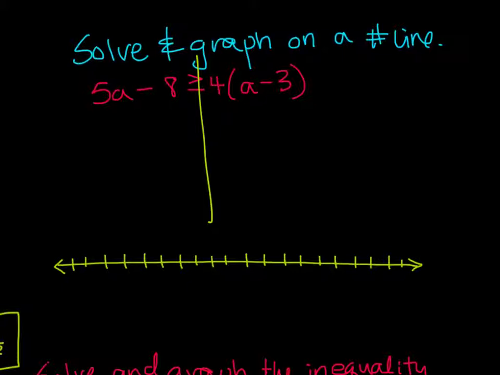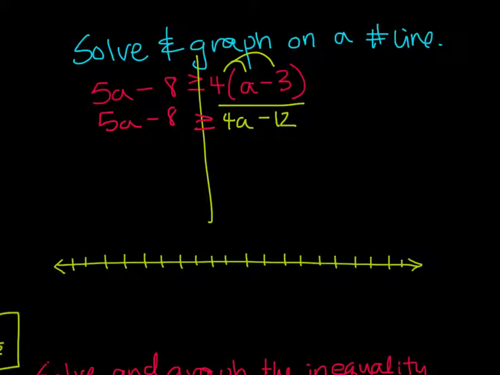We can handle this by saying, let's break this down. We have 4 times a minus 3. I know I need to use the distributive property, so we have 4a minus 12. So 5a minus 8 is greater than or equal to 4a minus 12. I see terms on both sides that are the same: a 5a and a 4a, and a negative 8 and a negative 12.